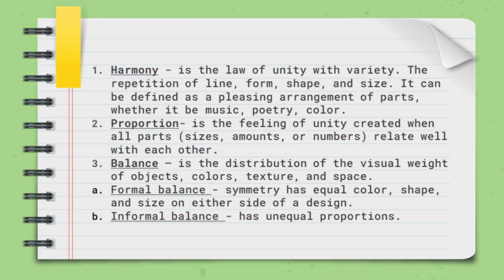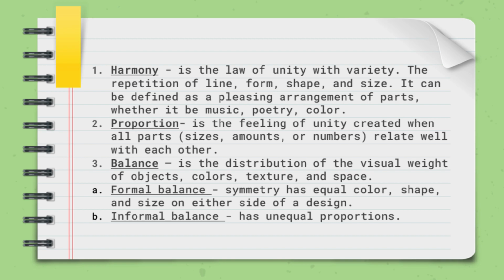Number 1. Harmony is the law of unity with variety. The repetition of line, form, shape, and size. It can be defined as a pleasing arrangement of parts, whether it be music, poetry, or color. 2. Proportion. It is the feeling of unity created when all parts, sizes, amounts, or numbers relate well with each other. 3. Balance. It is the distribution of the visual weight of objects, colors, texture, and space.